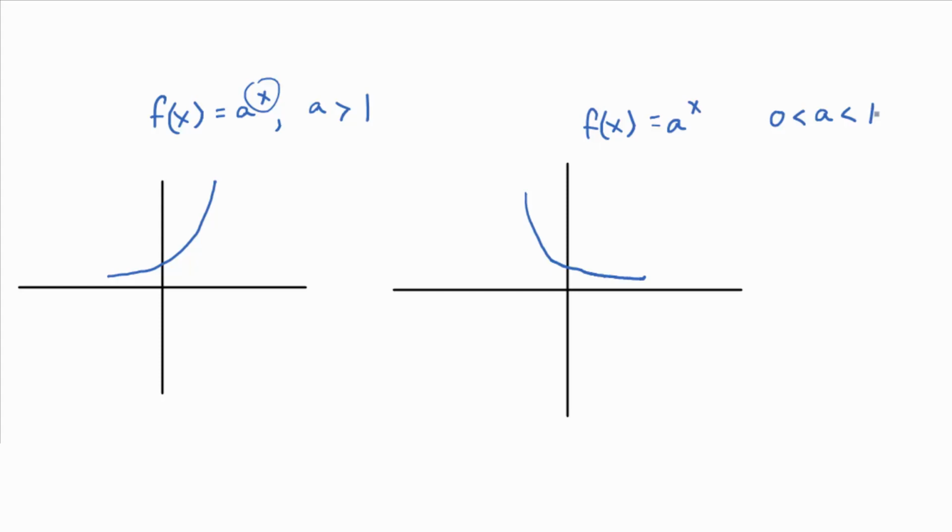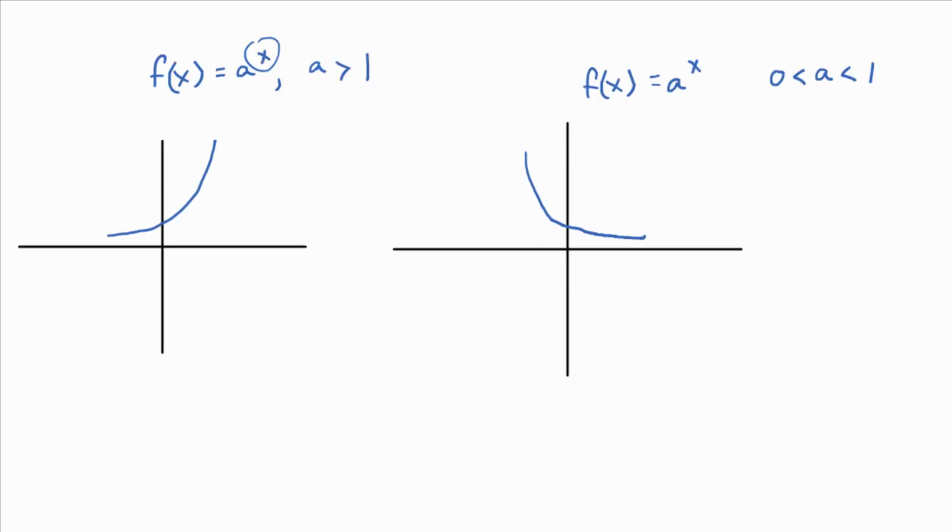If you don't believe me, just try graphing 0.5 to the x power. You'll get a graph that looks more or less like this. It goes downhill. Either way you look at it, though, the domain remains the same.